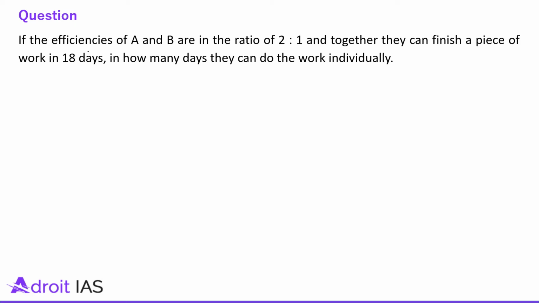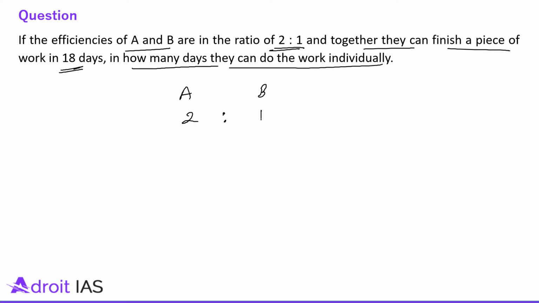Next question is, if the efficiencies of A and B are in the ratio 2:1 and together they can finish a piece of work in 18 days, in how many days can they do that work working individually, right? Very similar question to the previous one. The ratio of the efficiencies is given, right? Just assume the total work as 3 units, right? This is the total work, right? So B is doing 1/3 of the work and A is doing 2/3 of the work.